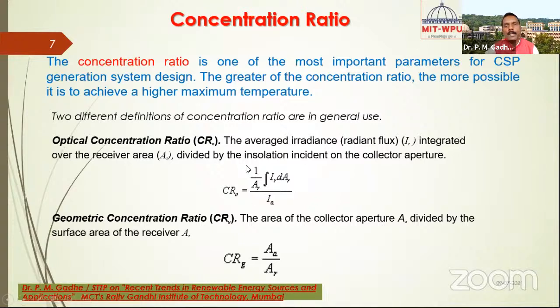So the optical concentration ratio is the ratio of the solar radiation intensity that is falling on the receiver divided by the solar intensity that is falling on the collector. The intensity falling on the receiver is higher than the intensity on the collector, because the receiver area is small and we are concentrating the solar radiation on the small receiver area. So this will give you the optical concentration ratio. And the geometrical concentration ratio is based on the area of the receiver and the area of the aperture. It is the ratio of the area of the aperture and the area of the receiver. So we can find out the concentration ratio by using either optical concentration ratio or geometrical concentration ratio.